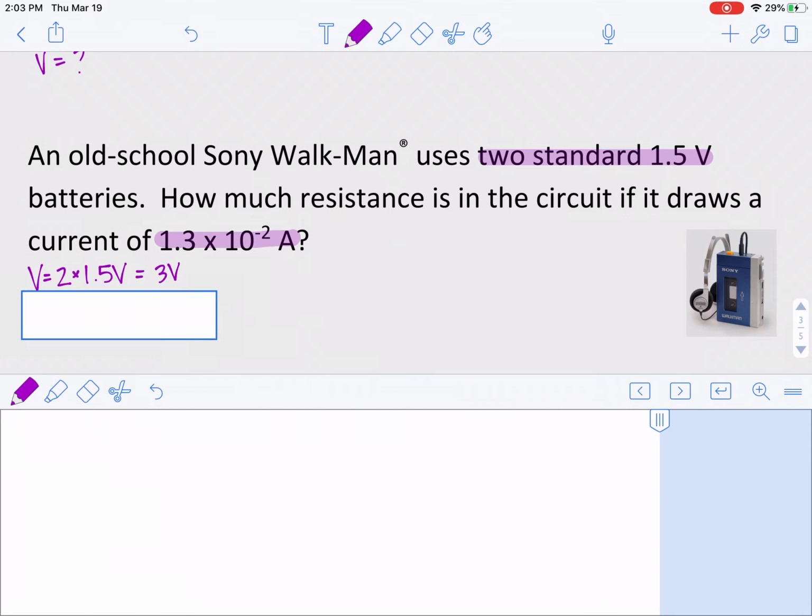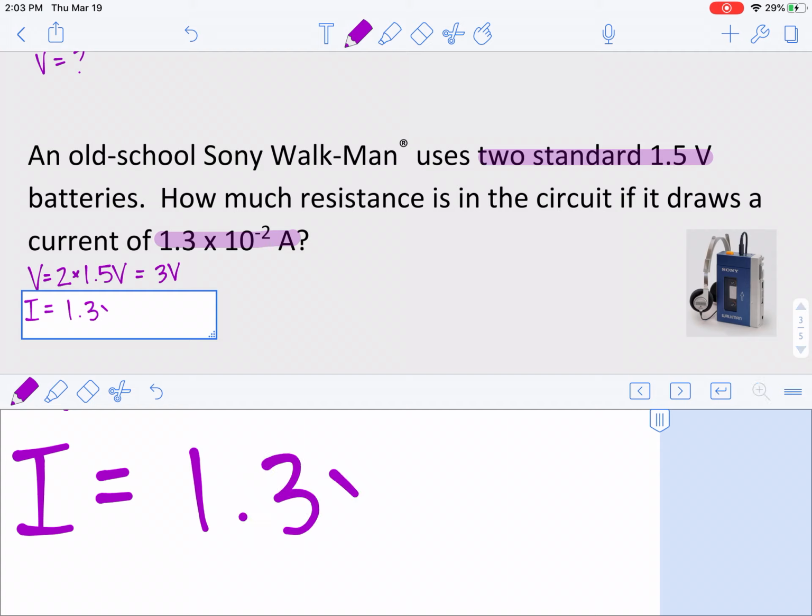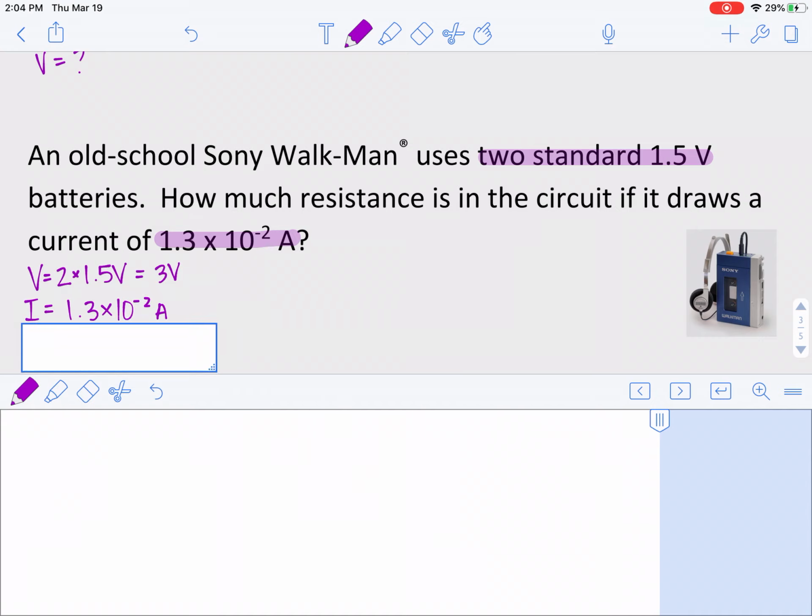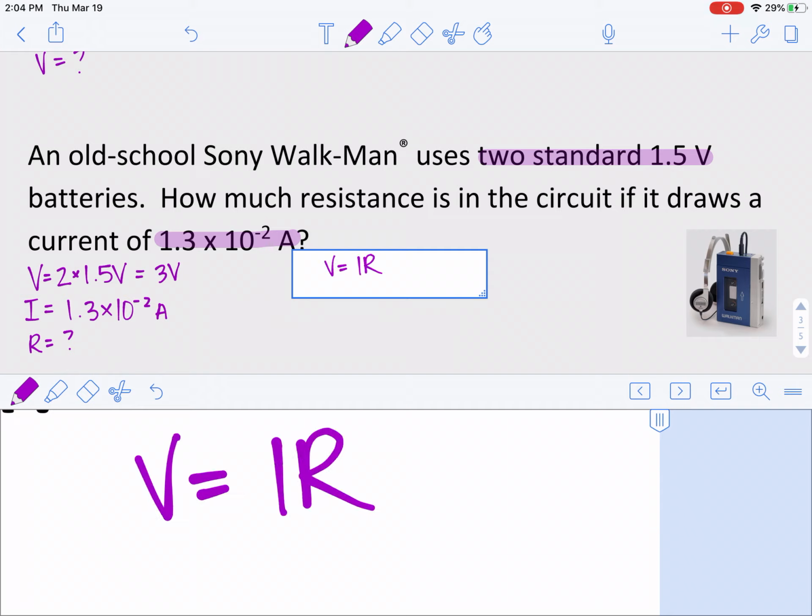If I keep reading on in the problem, it says how much resistance is in the circuit if it draws a current. So current is represented by I. Our current in this problem is 1.3 times 10 to the negative second amps. The question then is asking me to solve for the resistance, so I'm going to put that question mark there. Starting with the same equation as before, Ohm's law, V is equal to IR. This time, the variable that I'm trying to solve for is R.